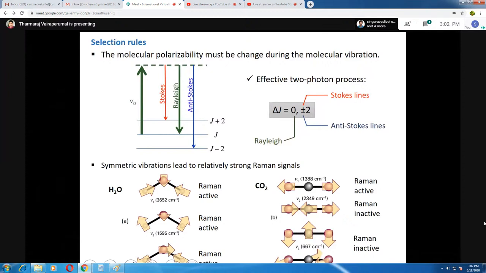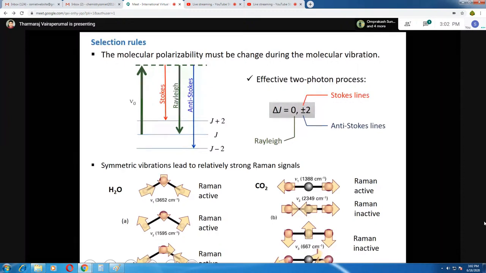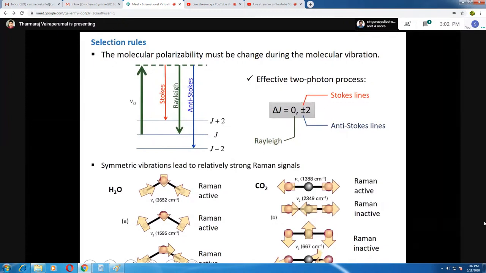Delta is equal to present, indicating the Stokes and anti-Stokes lines. Symmetric vibration leads to relatively strong Raman and anti-Stokes. It is, for example, linear and non-linear molecules, water and carbon dioxide, of different types of vibrations.